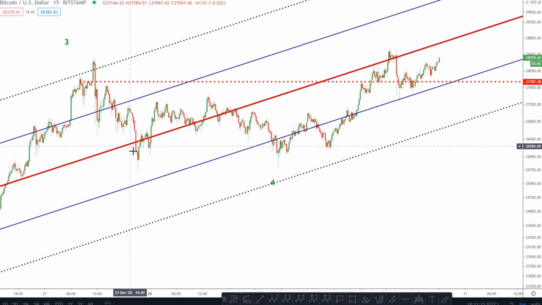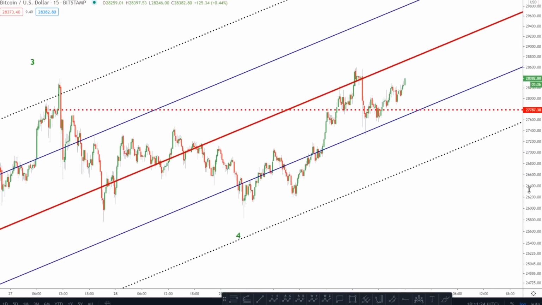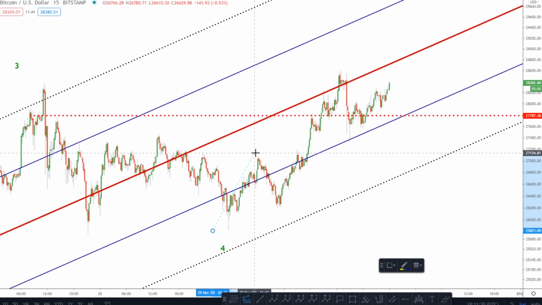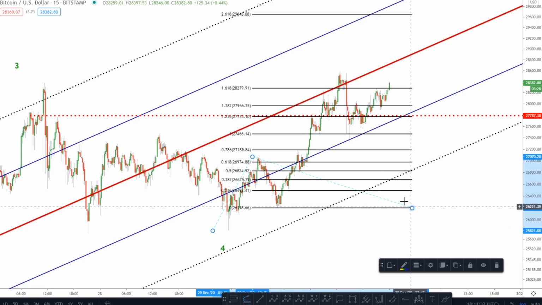You could very easily call it a WXY coming down as such, and now it looks like we're going into a new impulsive phase going higher. Now there are multiple ways you can count this leg up. Personally, if you take the length of this wave here and extend it from here, you can see you hit the 1.618. You can argue the 1.618 comes in and around here.